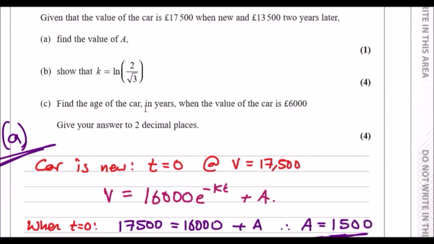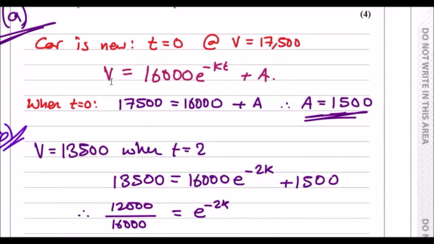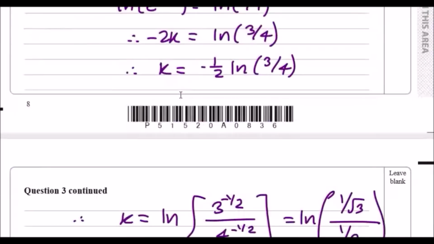Find the age of the car in years. So in other words, for you mathematicians there, find the value t when the value of v is 6,000. Easy. So just substitute 6,000 for v here, and then just find the value t. You've got everything else now. You've got k, you've got a. Just find t when v is 6,000.